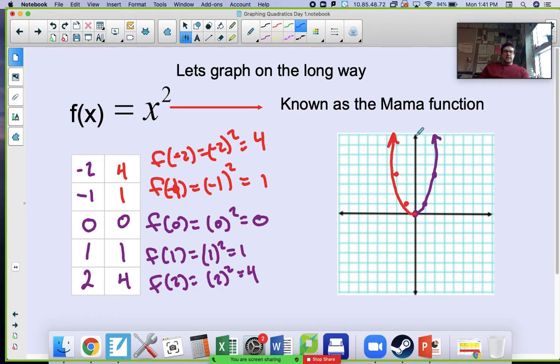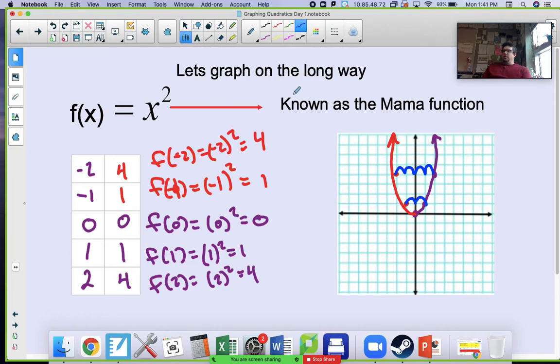Here is where we can see that axis of symmetry and our symmetrical points. 2 spaces, 2 spaces. 1 space, 1 space. So to graph a parabola, we're really only going to focus in on one side and then duplicate the other side around the axis of symmetry.